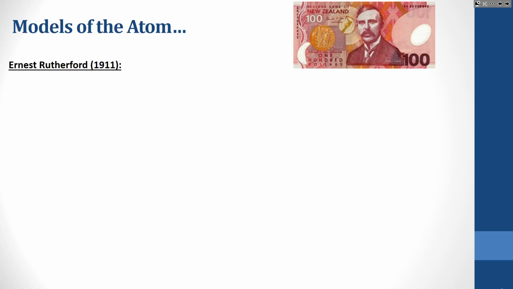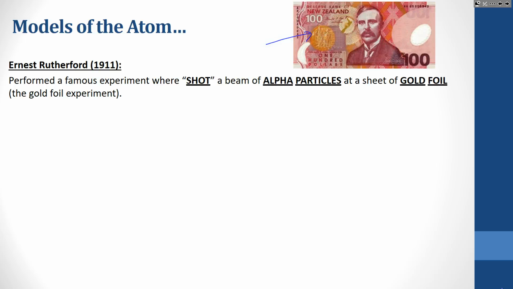There's actually a picture of Rutherford on the New Zealand $100 note, I guess it would be. And it's actually got some data on there from his famous experiment. His experiment is called the gold foil experiment. And what he did was he actually shot a beam of alpha particles, which at the time they didn't really know what they were, but now we know them to be protons.